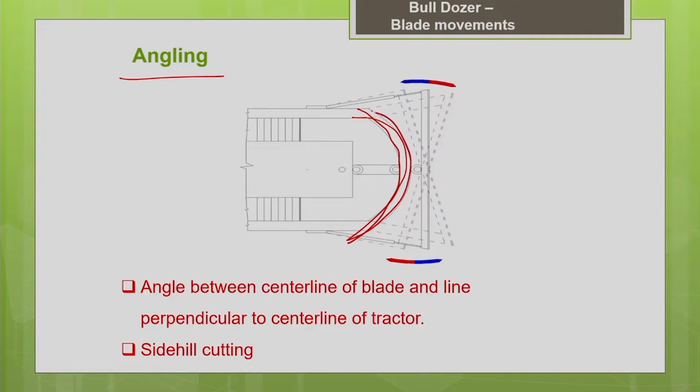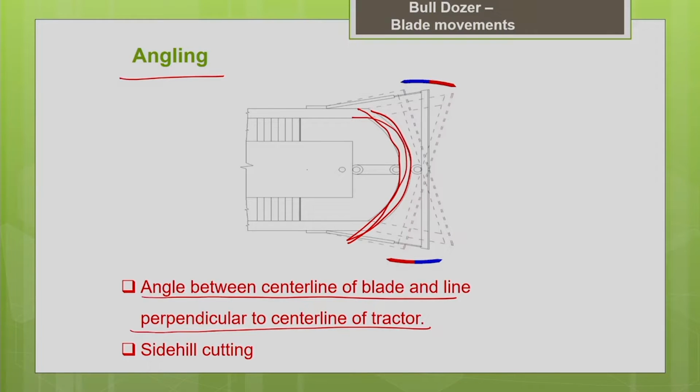But in some dozers where you have this kind of C-frame connection between the tractor and the blade, there is a possibility to angle the blade either to the left or to the right, to a maximum of say 25 degree. Basically, the angle refers to the angle between the center line of the blade and the line perpendicular to the center line of the tractor.